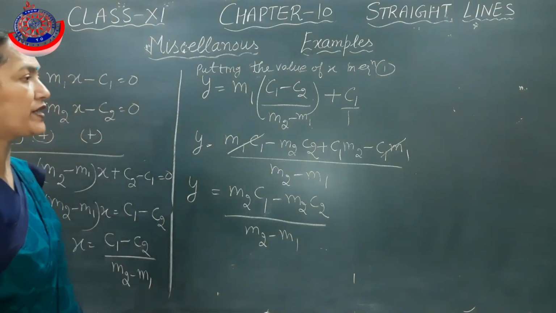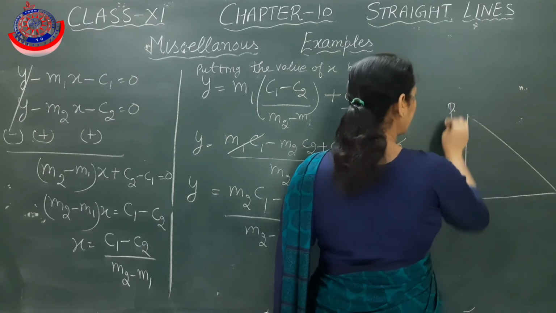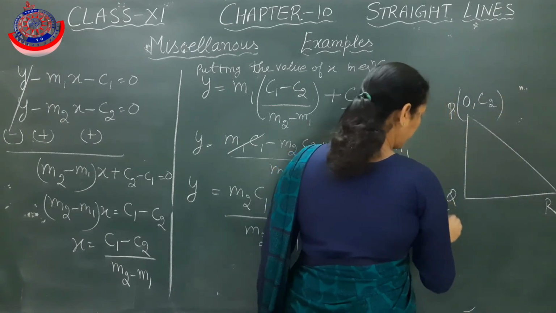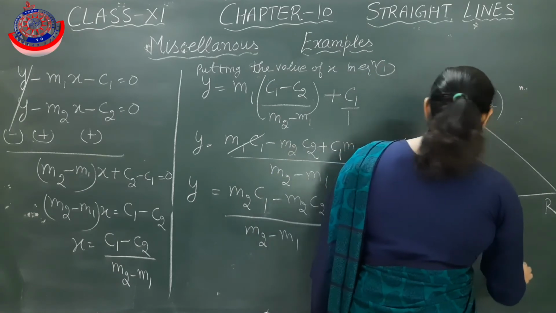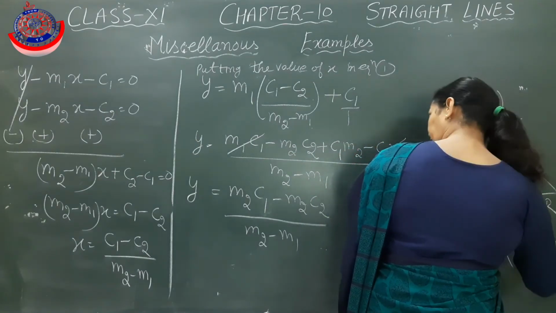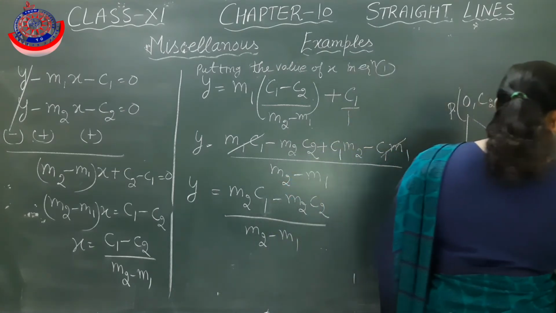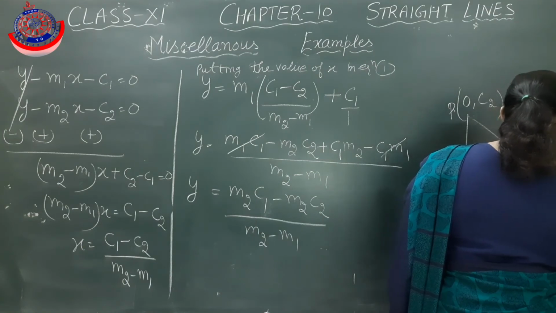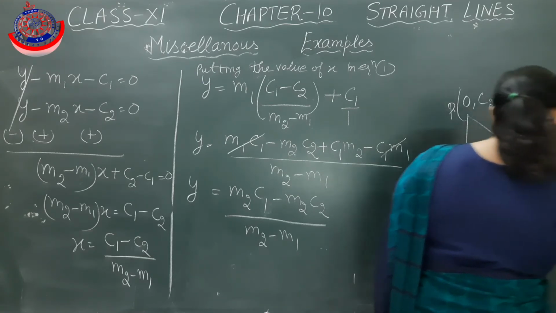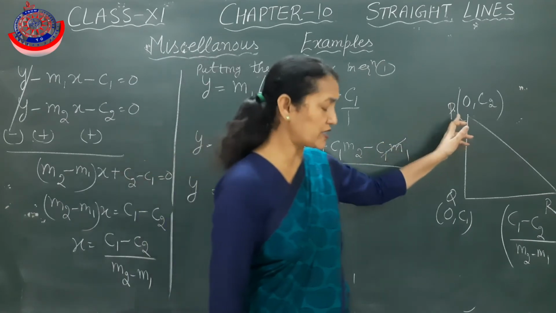Now we have obtained the coordinates of point R. So we can say we have obtained triangle PQR, where coordinates of P are 0 and c2, coordinates of Q are 0 and c1, and coordinates of R we have obtained: x is (c1 minus c2) upon (m2 minus m1), and y as (m2 c1 minus m1 c2) upon (m2 minus m1). So now we have the values of all the coordinates, all the vertex points.